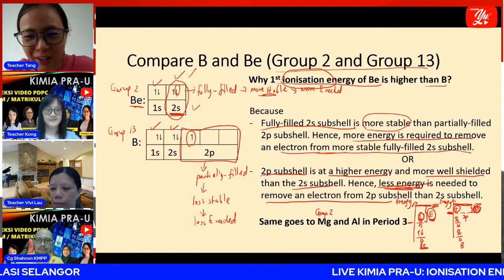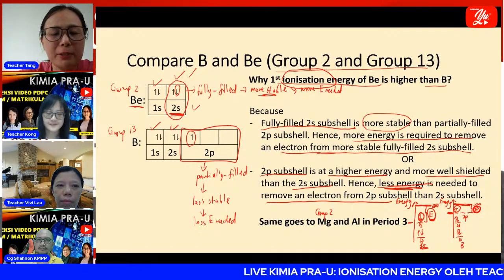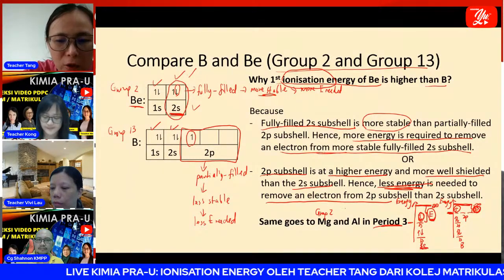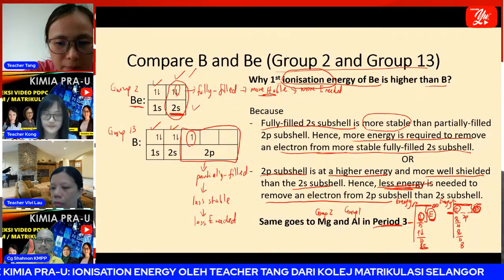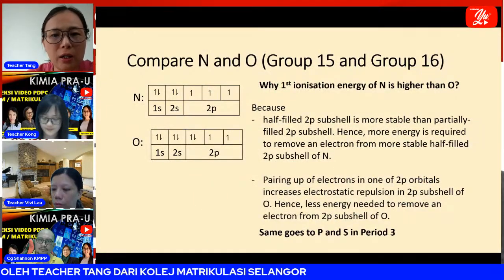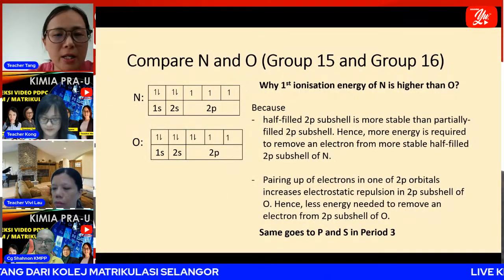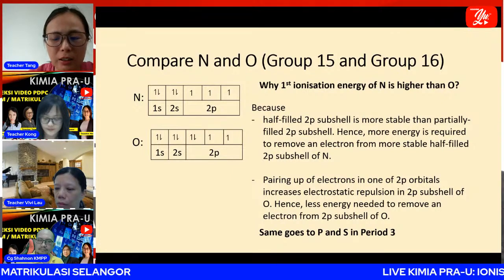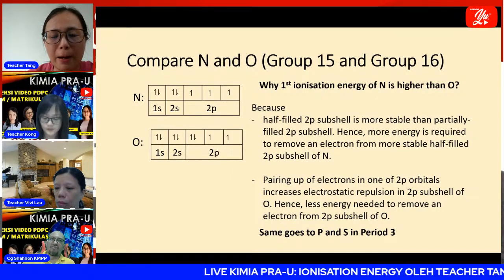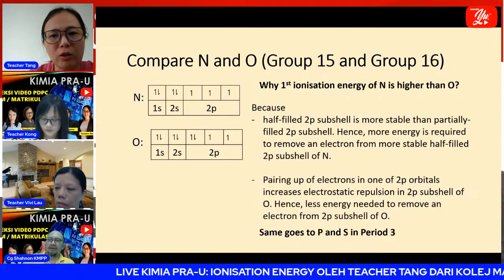Okay, thank you. The same explanations go to period 3 elements for group 2 and group 13 elements. Now we move on to look at group 15 and group 16 elements. So remember the anomalous case, not just between group 2 and group 13, but it also happens between group 15 and group 16.